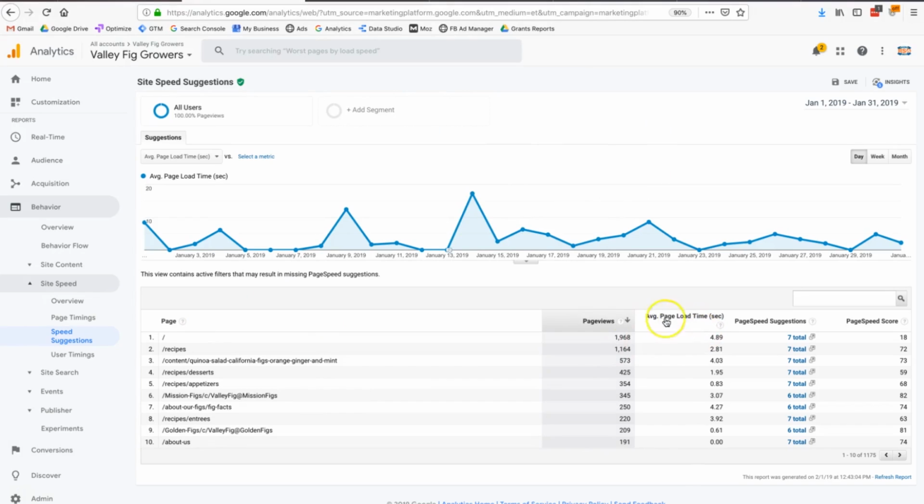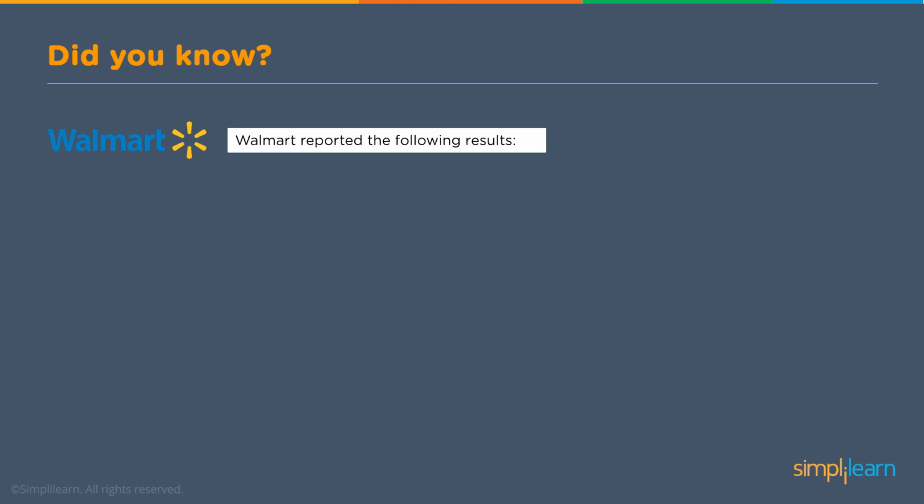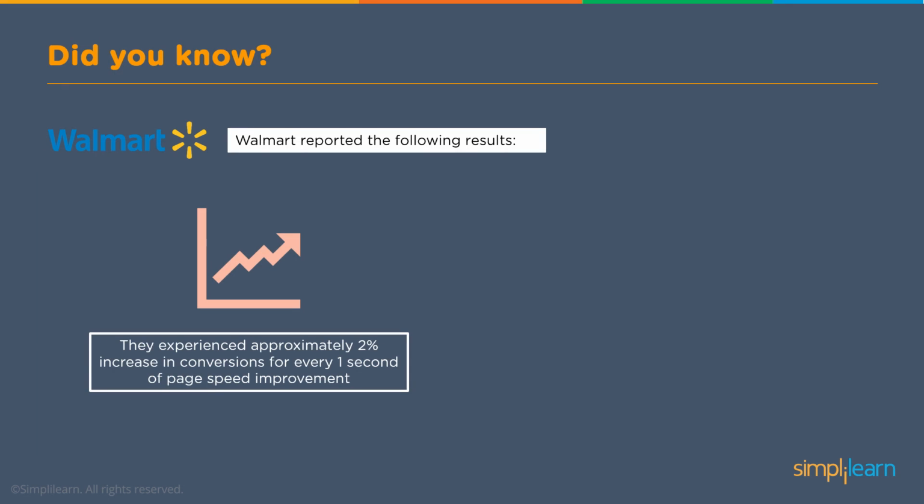And again, you can see that simply by going into the speed suggestions report in Google Analytics. Ideally, in terms of seconds, you want something that's about 4 seconds or less, 3 seconds or less, obviously as fast as possible. So, case study, Walmart. Walmart experienced a 2% increase in conversions for every 1 second of page speed improvement. So think about that. There's definitely a correlation between page load time and conversions and user engagement.